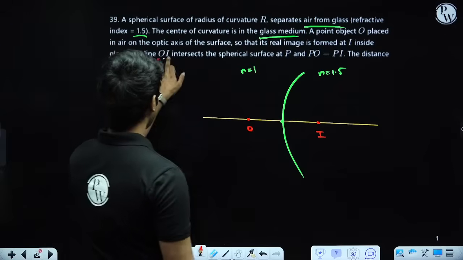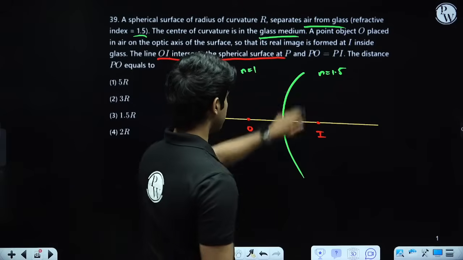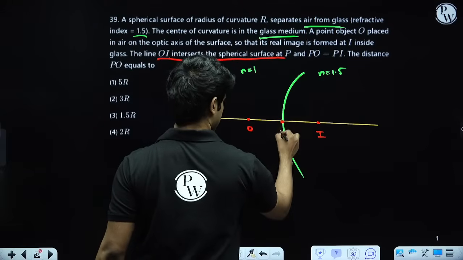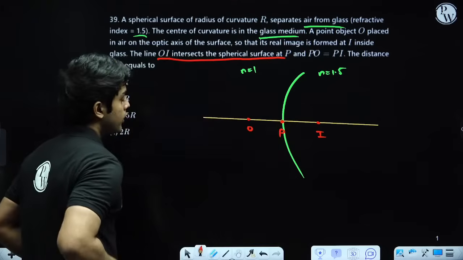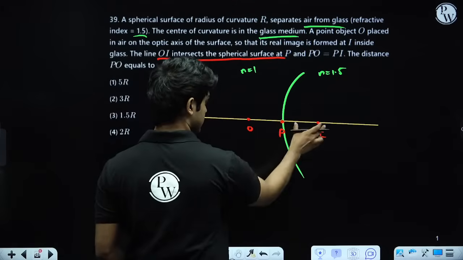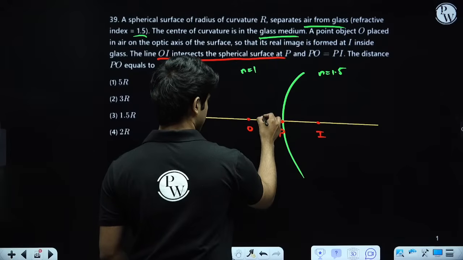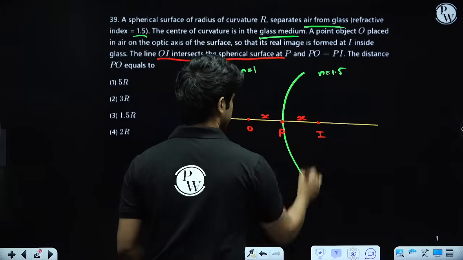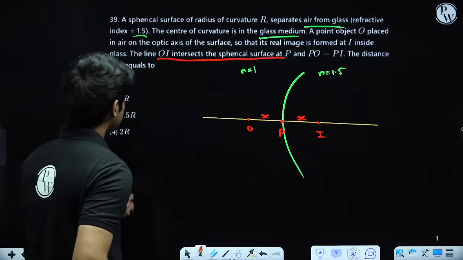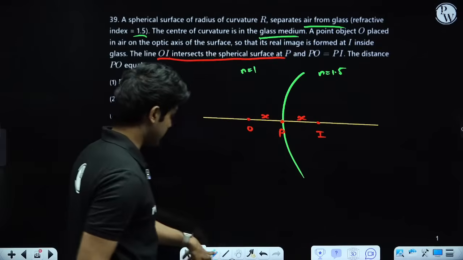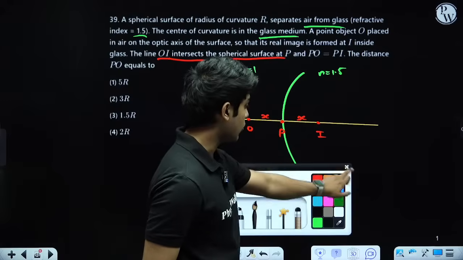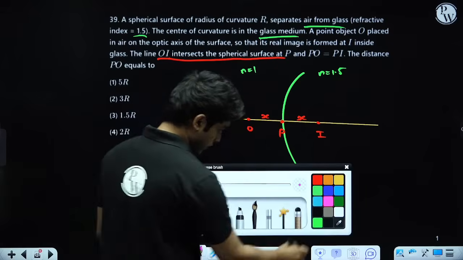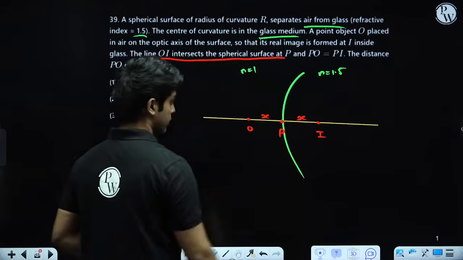The line OI intersects the spherical surface at P. So this is P. PO equals PI. Okay, so these two distances are equal. So if this distance is x, this distance is also x. The distance PO is equal to, so we have to find x. This is just one application of the spherical surface refraction formula.